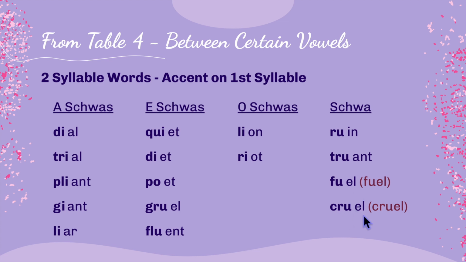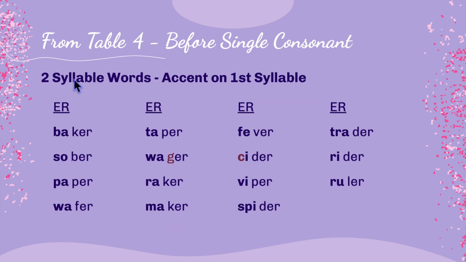I would like to point out that in much of the US, these words are pronounced as one syllable. So you will hear both fuel and fuel, cruel and cruel. These words don't have a double consonant and they don't have a vowel team where the vowels get split. Instead, they have been divided after a vowel before a single consonant. Again, after a vowel, before a single consonant.